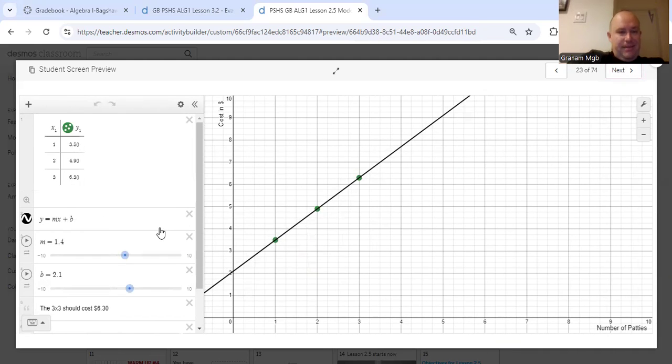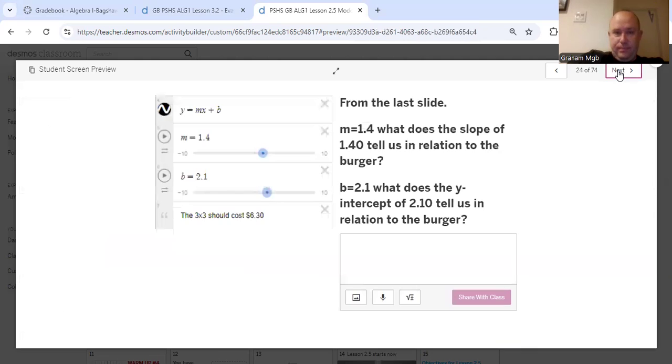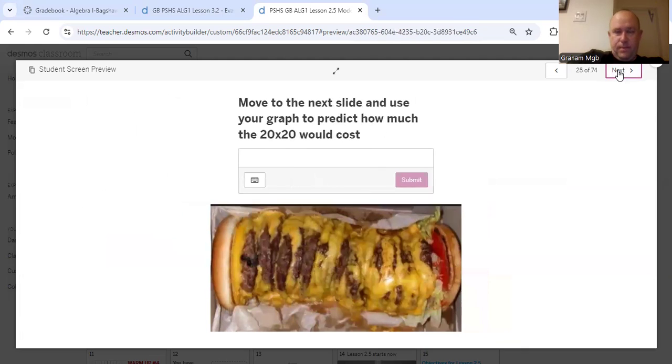And you can see that I did have this here, and you can see that indeed it looks like the 3x3 should be $6.30. And we already answered those questions, but without filling them in. So move to the next slide and use your graph to predict how much the 20x20 would cost.